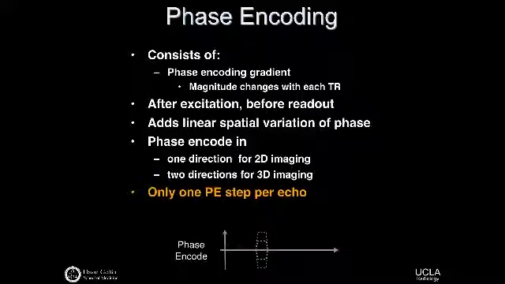Probably the most important thing to remember is that there's only one phase encode step per echo. And if you look at the phase encoding gradient, typically it's shown as having some very different steps, a high step, an intermediate step, a low, and a lower step. And it's changing with every TR. We'll pull this all together in just a second.